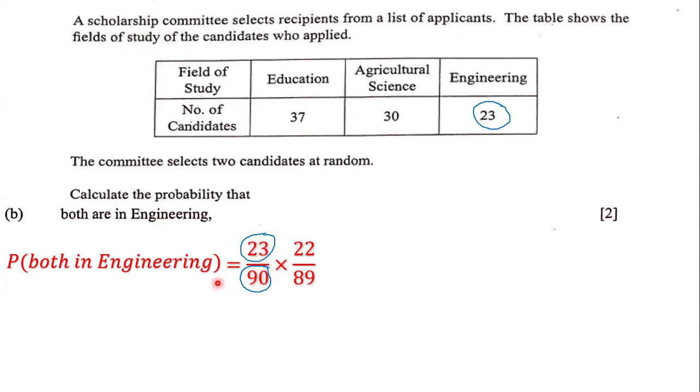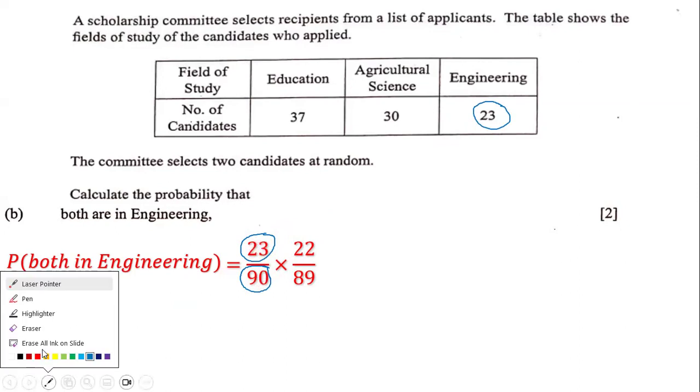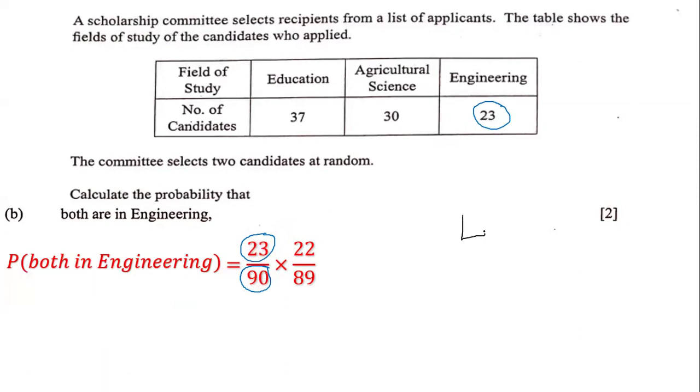Next, that's the probability of selecting the first student in engineering. Now, imagine that we already selected the first student in engineering. Remember, there are 2 students that we have to select, and both of them must come from engineering. So when we select the first student from engineering, it's no longer going to be 23 students in engineering. There's only going to be 22 students left to choose from, because you already selected the first one, and that was from engineering. So you take away 1 from 23, which gives us 22.